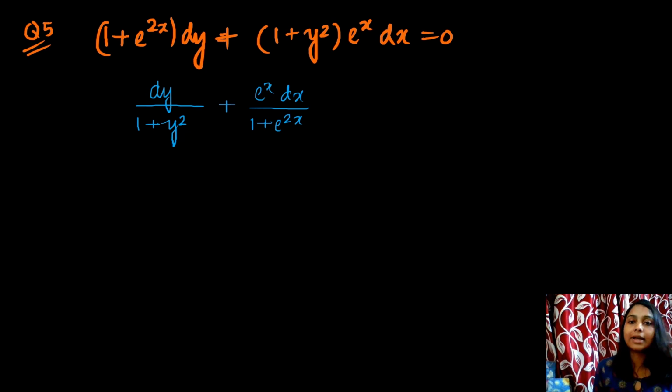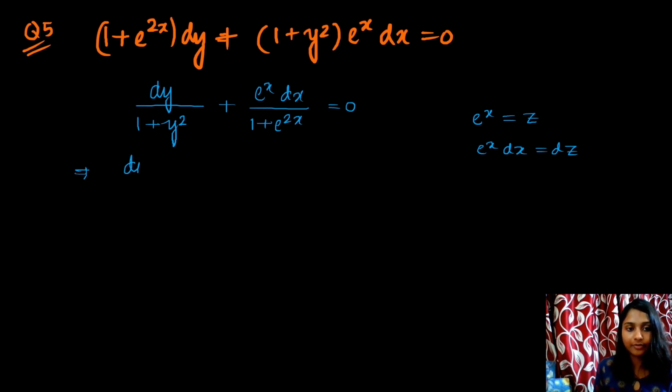So we can solve it by the previous formula, which is the 1 by x square plus a square formula. But we need to use substitution here, as the derivative of e power x is e power x and that derivative is present with dx. So for the second part, we can use the substitution e power x equals z. It will give e power x dx equals dz.